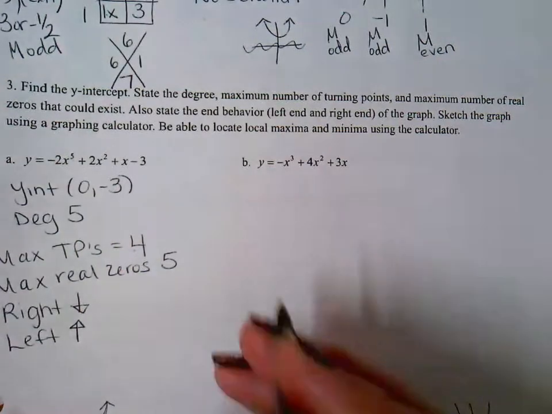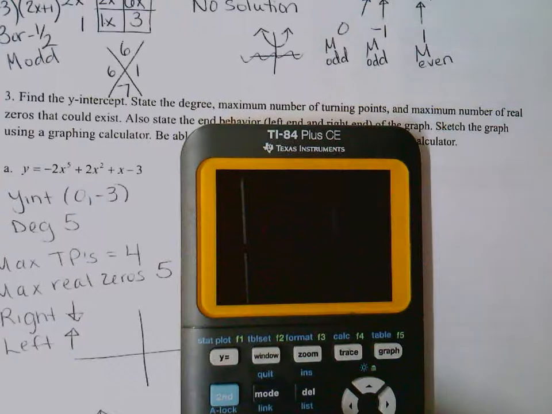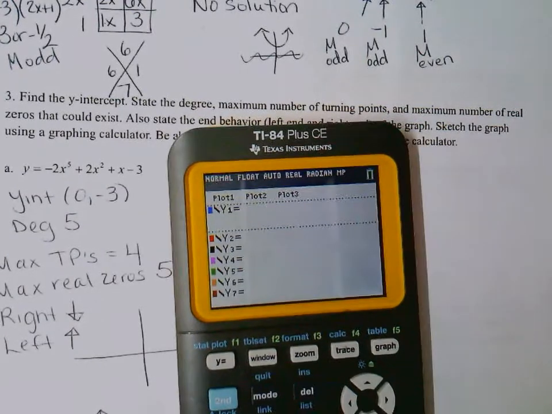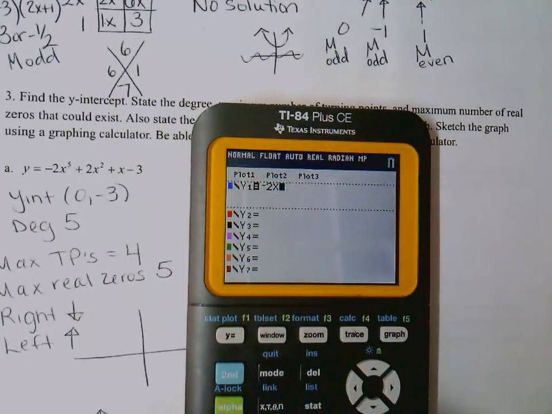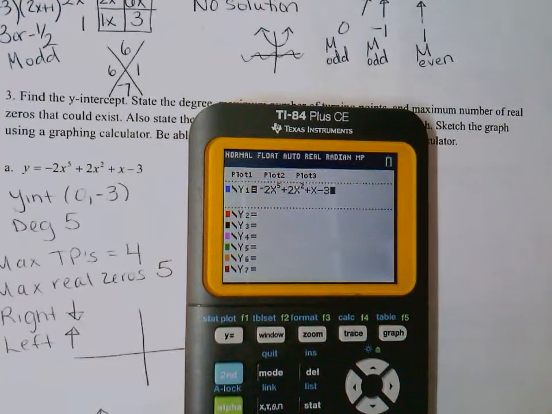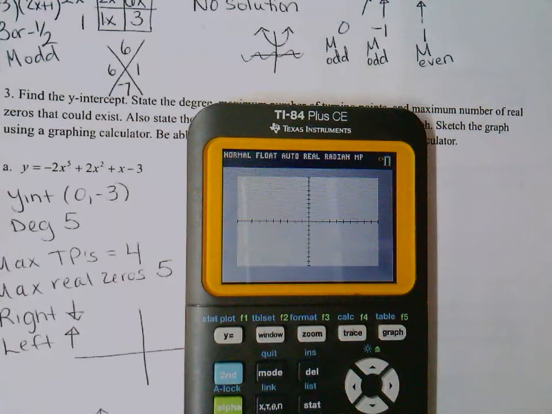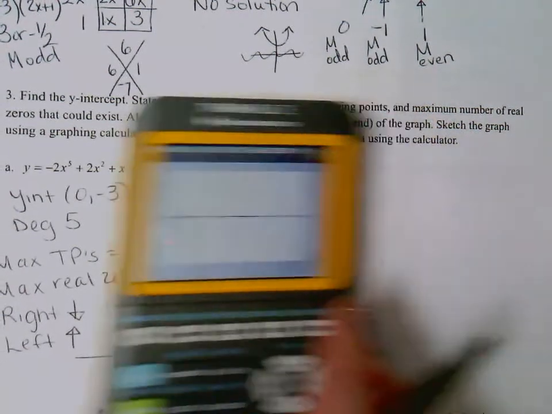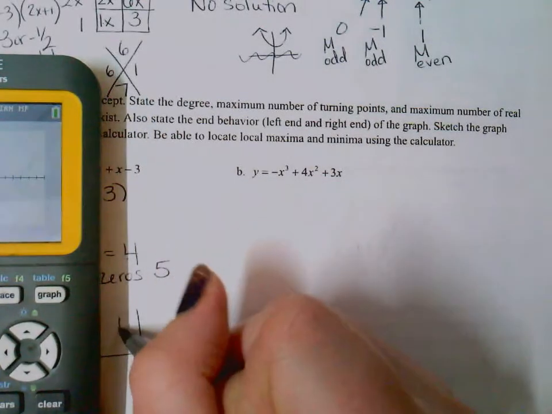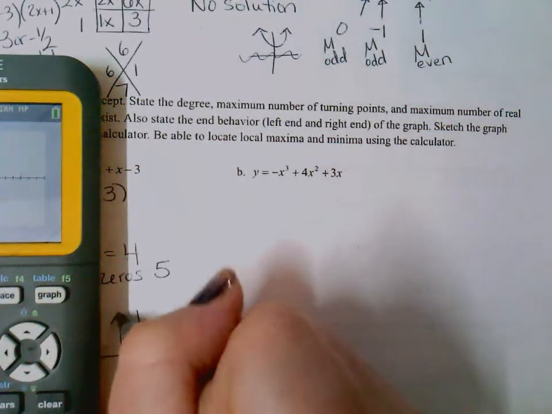Sketch the graph using a graphing calculator. If I was going to use the graphing calculator, I would go to the y equals menu and enter -2x to the 5th plus 2x squared plus x minus 3. I'm going to go to zoom 6 just to get a 10 by 10 viewing window. And so that's what my graph looks like.